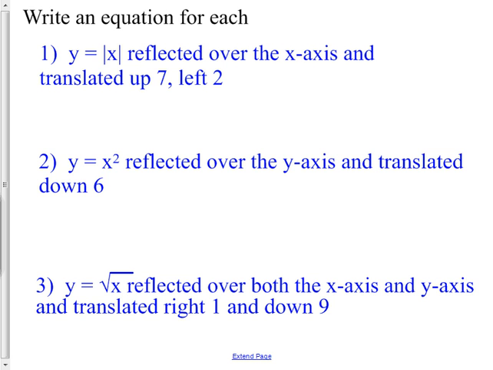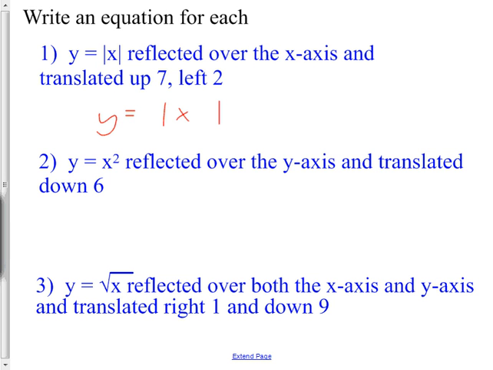Look at number 1 here, please. It says y equals absolute value of x reflected over the x and translated up 7 and left 2. That's 3 things. Take this parent function and do those 3 things to it, and you'll have a new equation. I'm going to pause for a second while you try to answer that one.